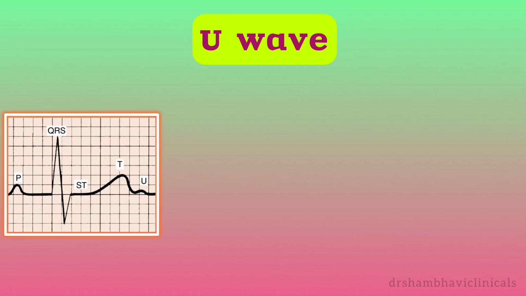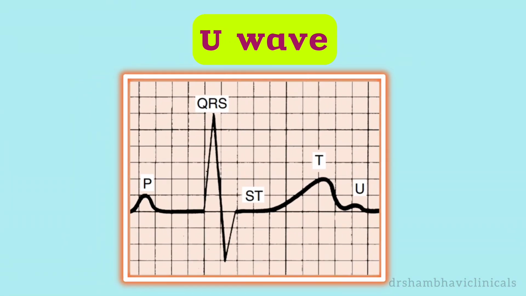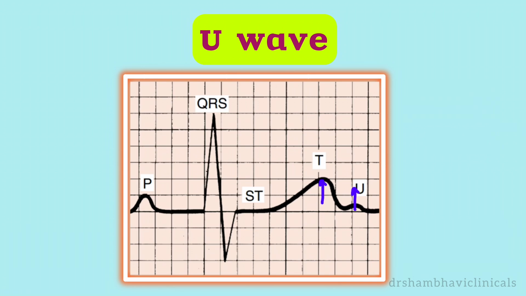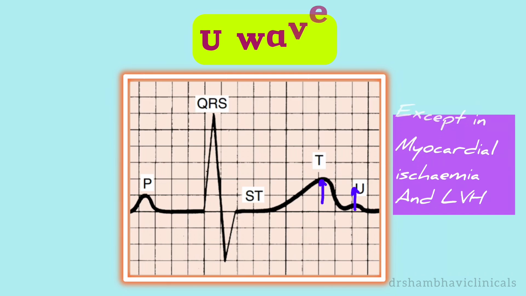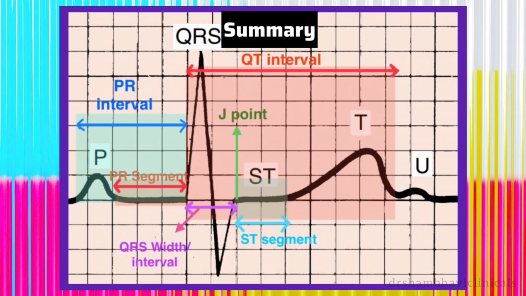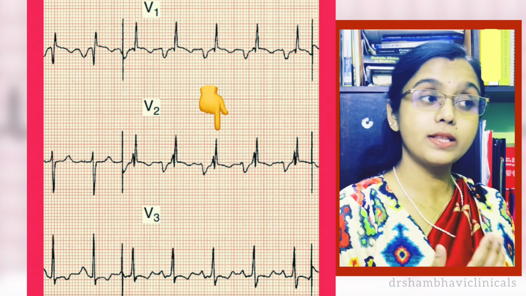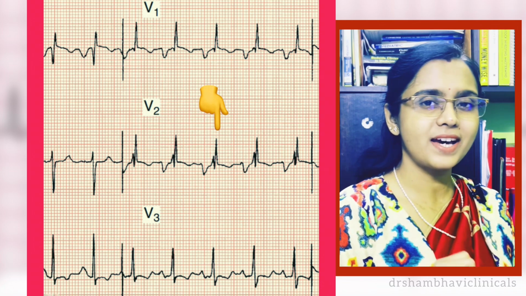Now, coming to the last deflection that is sometimes seen after the T wave, it is called a U wave. Its exact significance is unknown, but it's understood that it represents the last phase of ventricular repolarization. Normally, the direction of U wave is same as the direction of T wave. So now that you're well acquainted with all these waves, can you identify this?